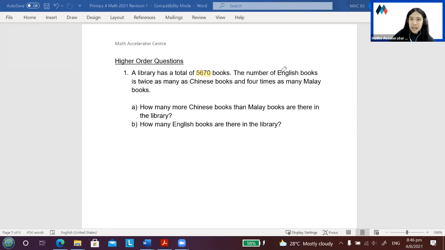Yeah. So your identities are English books, Chinese books, and Malay books. Then you have your relationships. Twice as many English books as Chinese books and 4 times as many English books as Malay books. So let me just draw a model for your part 8. Let's say your Malay books is, I'll draw Malay books first because it's the smallest quantity, right? So these are your Malay books. Compared to your English books, Malay books is 1/4, right? Because there are 4 times as many English books as Malay books.